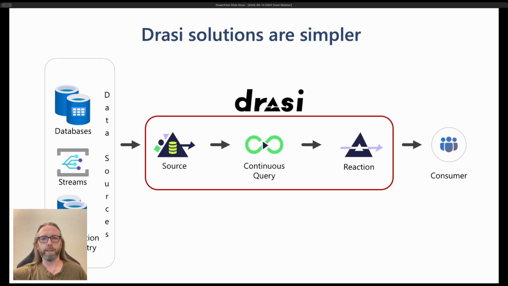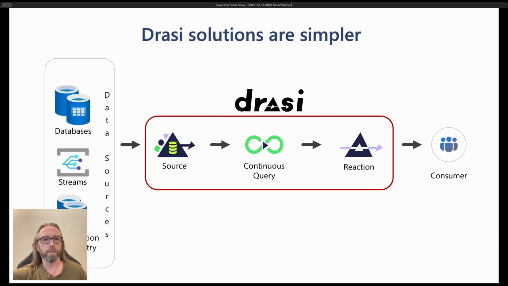Change-driven solutions built using Drasi are simpler, making them easier to implement and easier to operate. Drasi consists of 3 simple components: sources, continuous queries, and reactions. I'm going to dig into each of these later and show you examples, but for now I'll just give you an overview. Sources provide connectivity to upstream data sources that you're going to use to drive your change-driven solution.